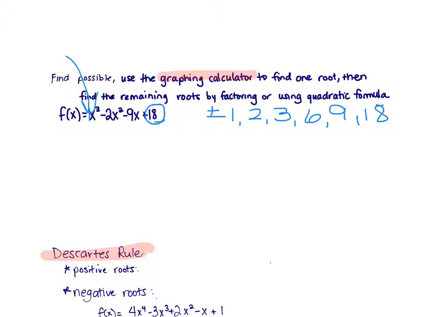If there was a term like 2 there, then all of these would go over 1, and then all of them would go over 2. So these are my possible roots. Now I'm going to use my graphing calculator to find the graph.